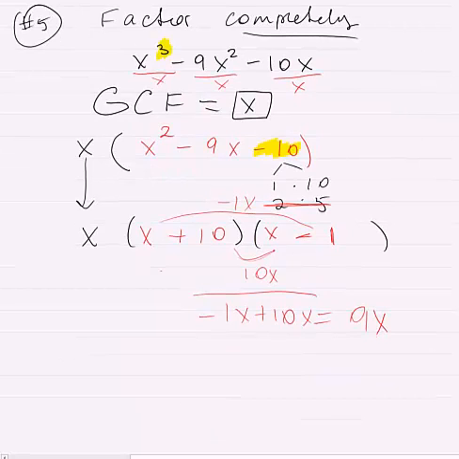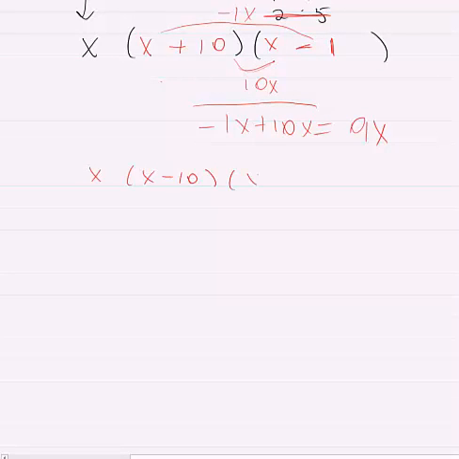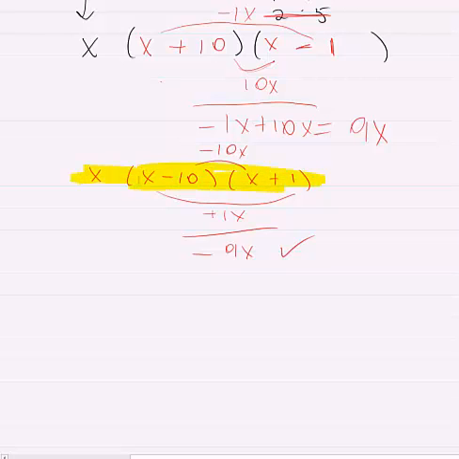Okay, let me just rewrite it over here. What I'm going to do, I'm just going to switch the sign, and I'm going to make x minus 10, and then x plus 1. In this case, this right here is minus 10x. This right here is plus 1x, and therefore the sum is minus 9x, and that's exactly what I wanted. Now remember, your answer is the one that contains all of the terms, including the GCF, alright? The GCF, that factor, and that factor. Remember, you can always check whether you did the problem correctly by multiplying things out.